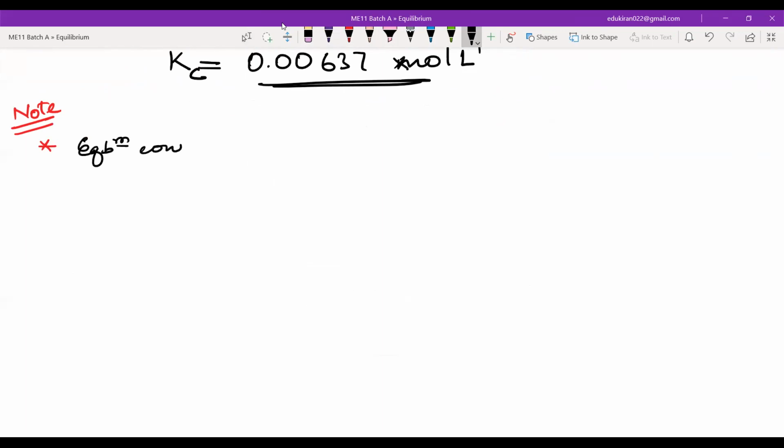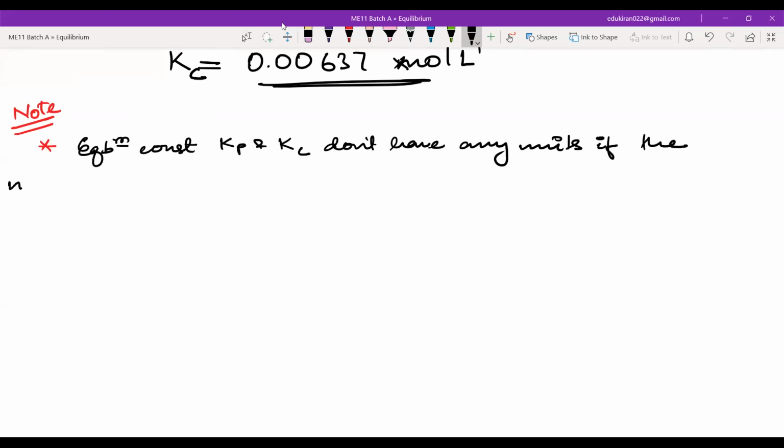Equilibrium constant, both Kp and Kc, don't have any units if the number of moles of reactants and products are equal.